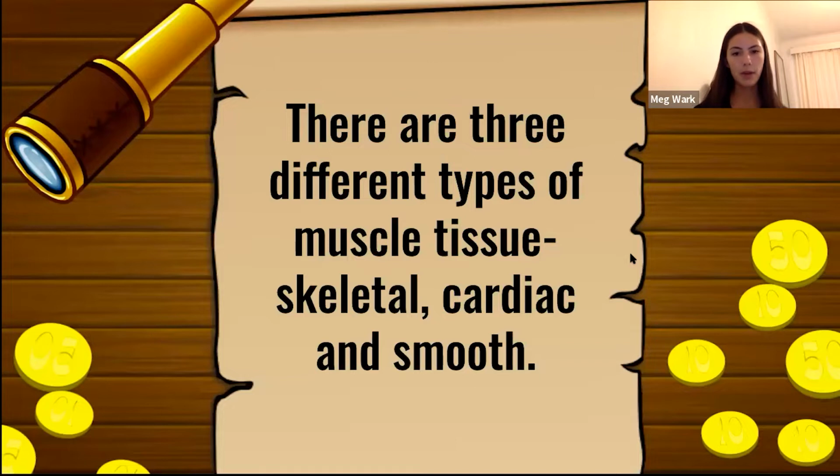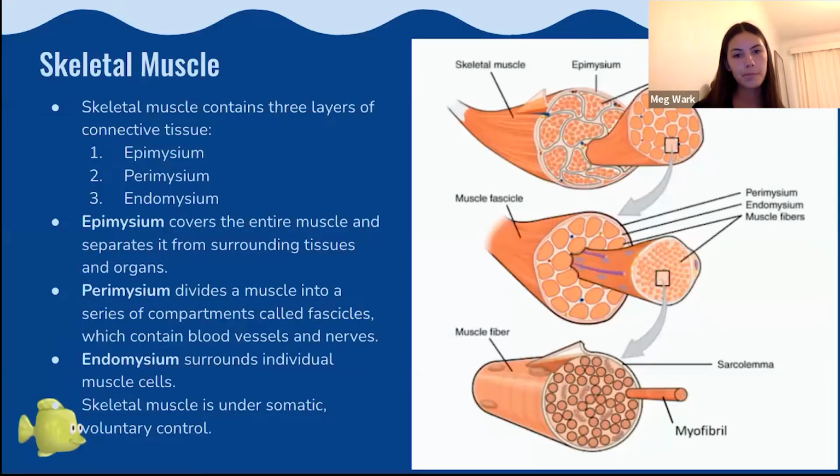So like I've said previously, we've got the 3 different types of muscle, which we're now going to go into depth into. So the first one is skeletal muscle. Referring to the diagram on the right, we've got 3 different layers of connective tissue in skeletal muscle. Around the outside, we have epimysium, which covers the entire muscle and separates it from surrounding tissues and organs.